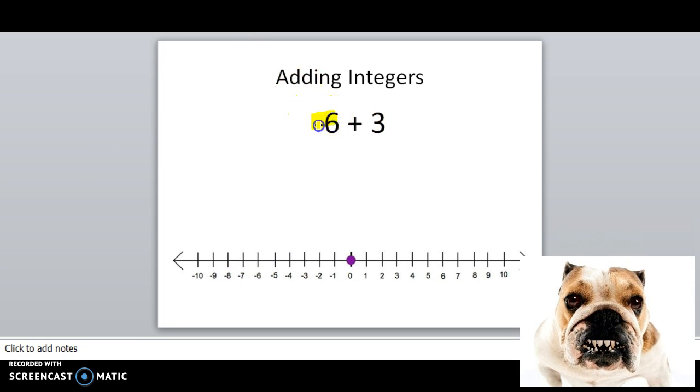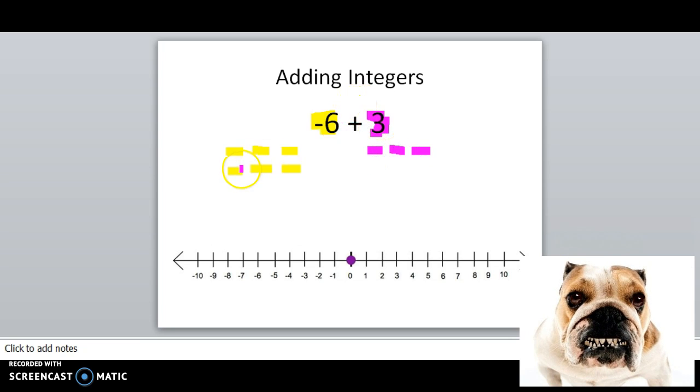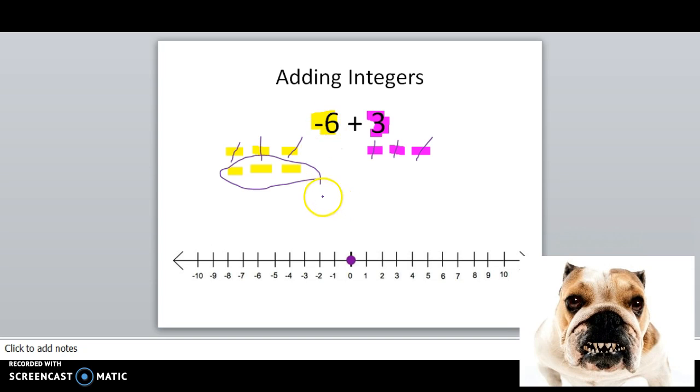In this example, I have -6. 1, 2, 3, 4, 5, 6, plus positive 3. 1, 2, 3. Because they're different signs, I'm going to cancel them out. And I'm going to cancel 1 from each side until one of them is completely canceled out. So now I'm left with 3 negatives. So my final answer is negative 3.